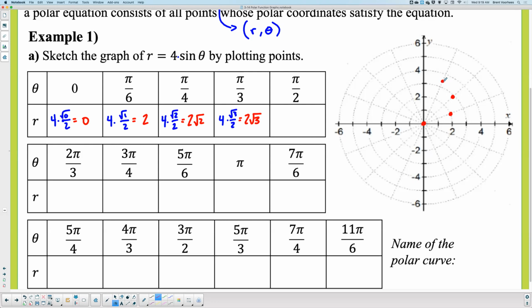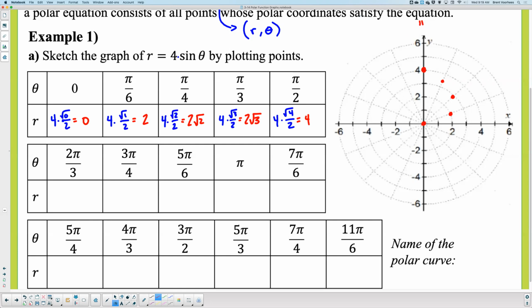Or 3.45, 3.46, something like that is where that point should be. Okay, let's come back over. At pi over 2, what's the sine at pi over 2? It's going to be square root of 4 over 2. That's right, which is 2. So that multiplying by 1, this should reduce just to become 4. Okay, so at pi over 2, which is right here, we have that point.